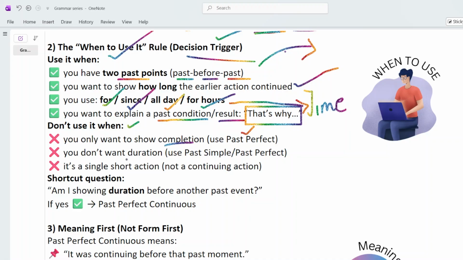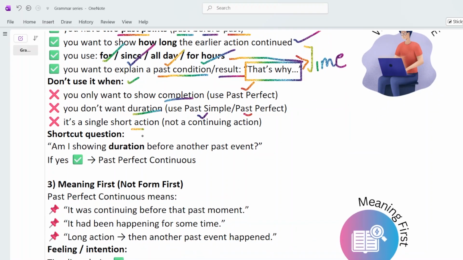You don't want to use duration. When you do not want to use duration as a part of the process when you're speaking or compiling sentences, you use simple past or past perfect, but not past perfect continuous. Okay, it's a single short action. When the action itself is very short, you know that this action is not going to be continued, right? So obviously when there is no word like continuous in the sentence, you're not going to use past perfect continuous.